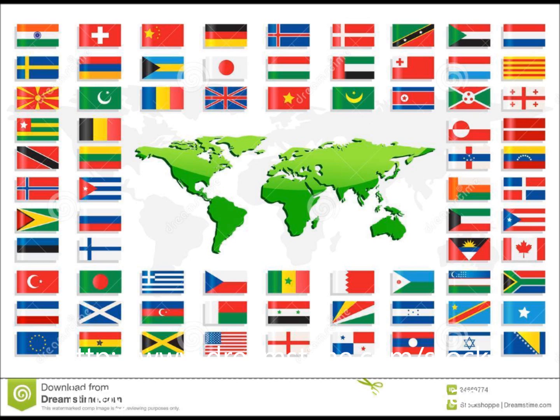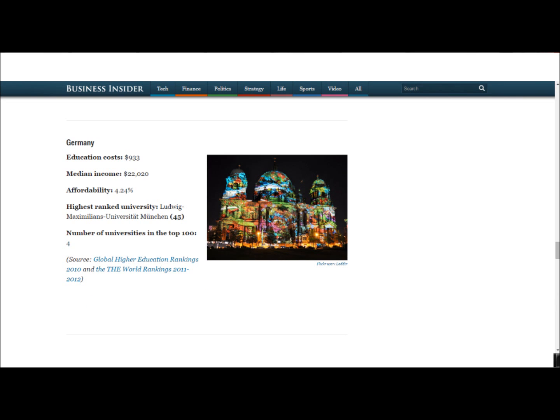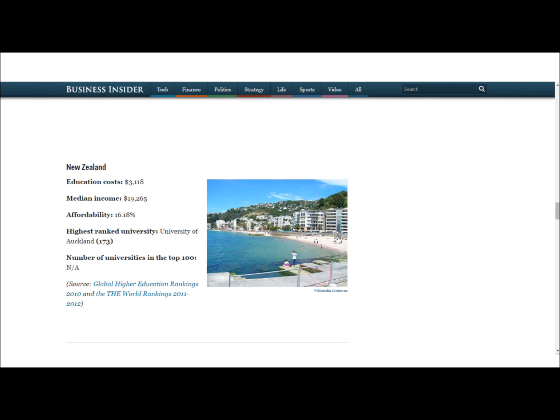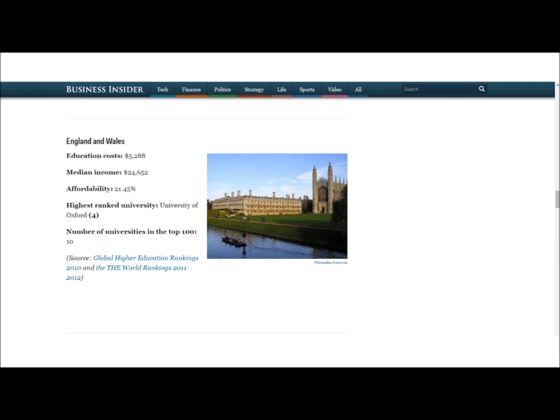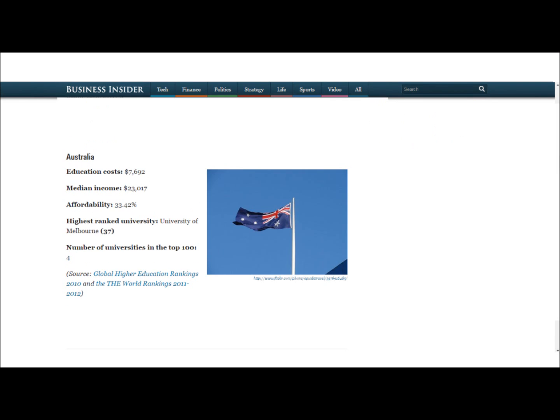Business Insider created a list comparing the average cost of education in 15 other countries. The list also compares median household income and affordability. However, I'm only going to point out 7 of these countries instead of the full 15. Here's Norway. Here's Germany, New Zealand, England and Wales, Canada, and Australia.